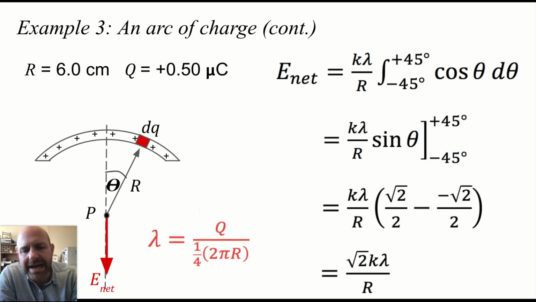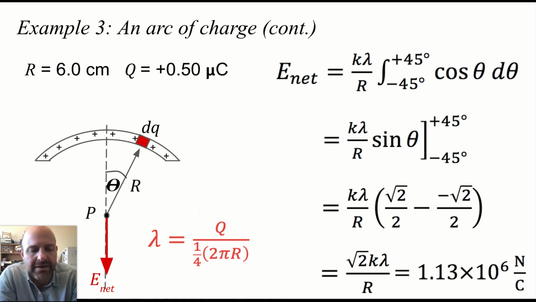Now, the exact amount here isn't super important, except to see that what we have is Q, our total charge, because if you think of what lambda is, it's the total charge divided by the quarter arc length, which is 1/4 of 2 pi r. And so we can actually plug that number in and we can finally get a value there.